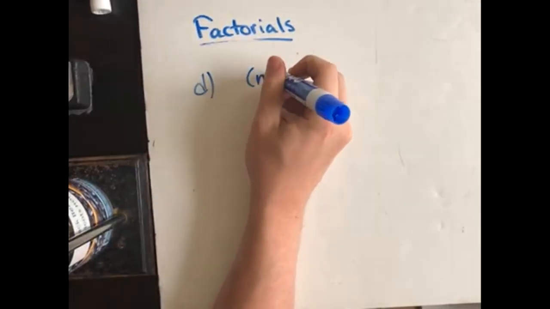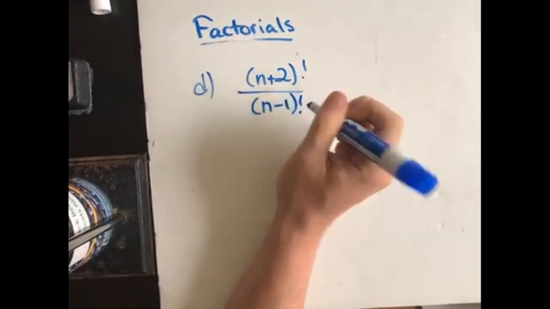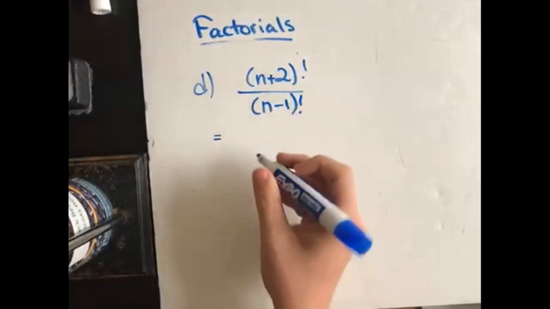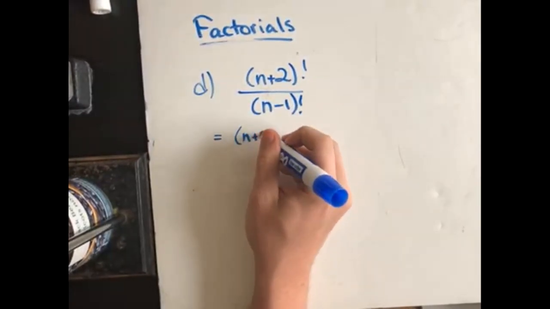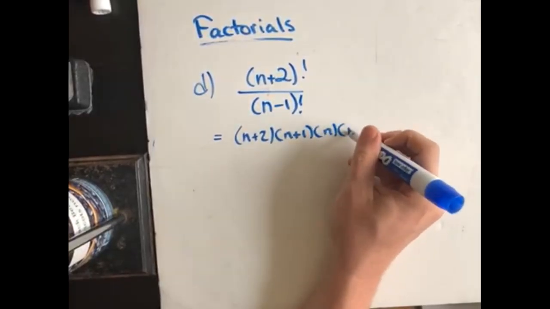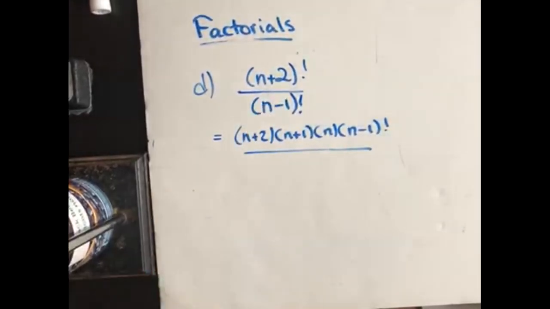Okay, so we'll go n plus 2 over n minus 1 factorial. N plus 2 is bigger. n plus 2, n minus 1, we're going to have n plus 2 being the bigger number. So we just keep rewriting, going down by 1 every single time until we reach the other side, whether it's the top or the bottom, right?